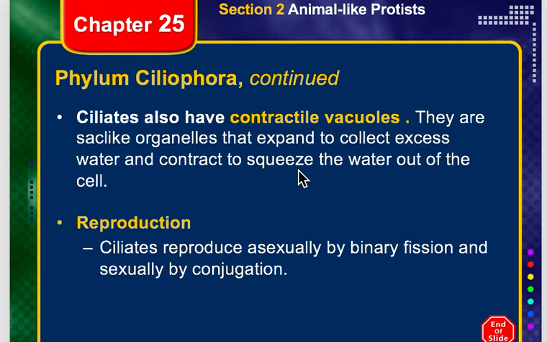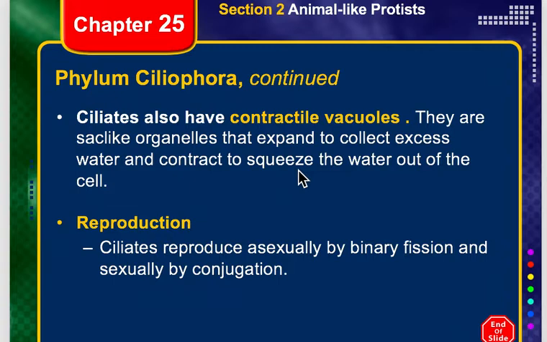Ciliates also have what are called contractile vacuoles, and the name is telling you what it's doing. Contractile means to squeeze, and this is a vacuole, this is a space. Any type of organism that lives in the water has to have some means of expelling the water, because water is going to get into the organism, but somehow it has to get out.